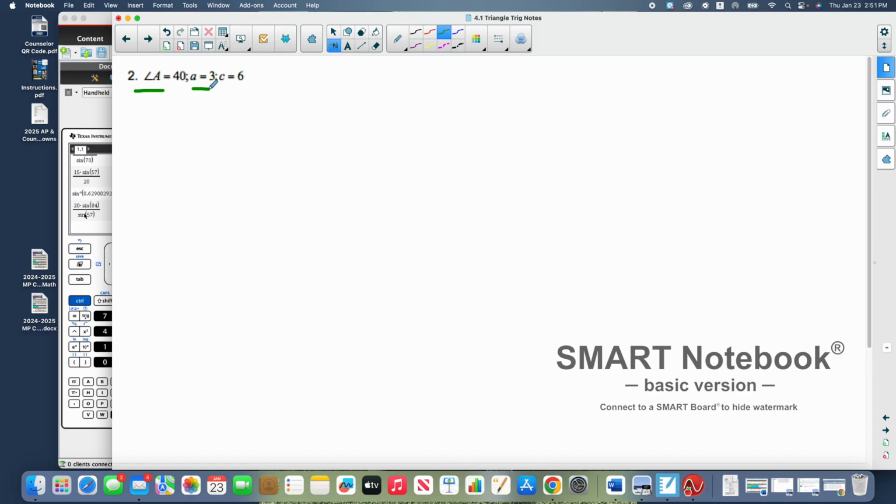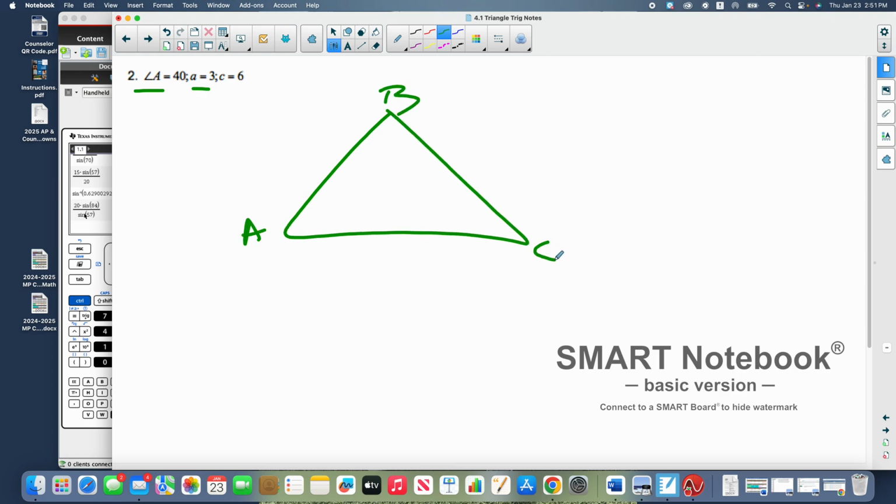But again, I'm going to draw it real quick. So A, B, C. There's 40. There's 3. C is 6. And I have angle, side, side. Or side, side, angle. So it's a bad word, so something's up with this. So I want you to set it up and go find the missing angle. Go find missing angle C.